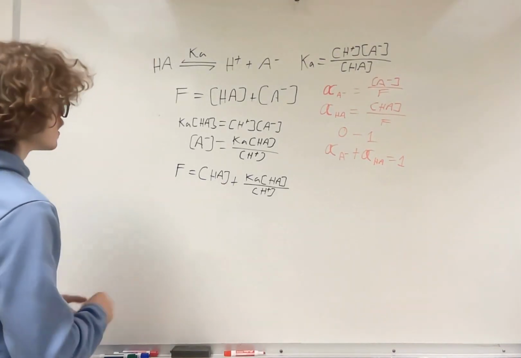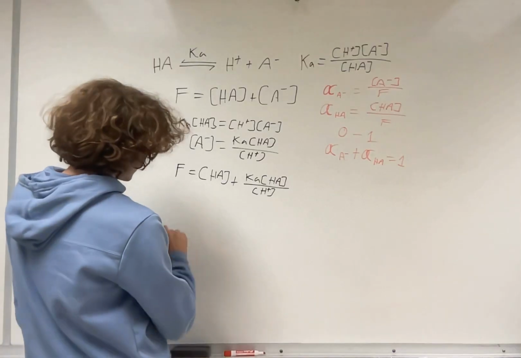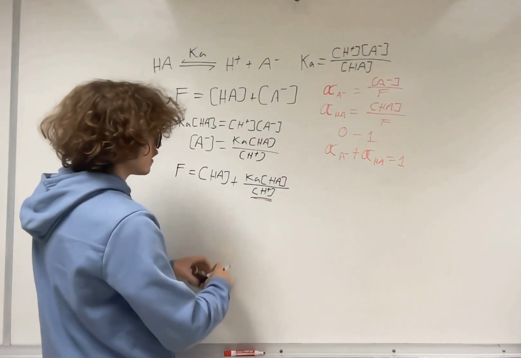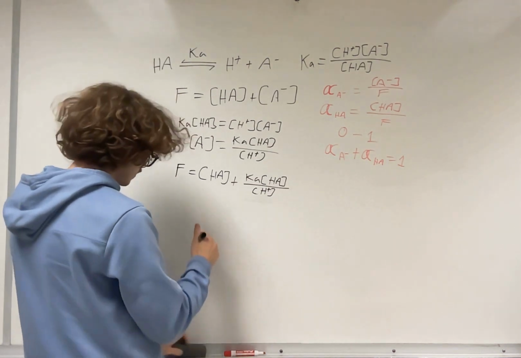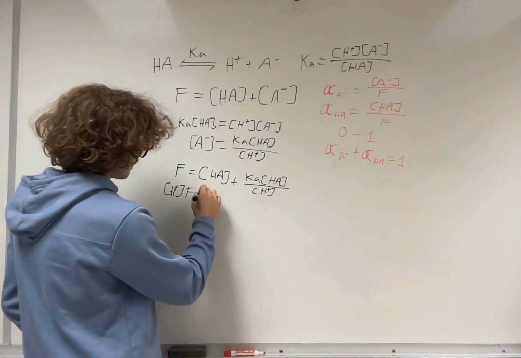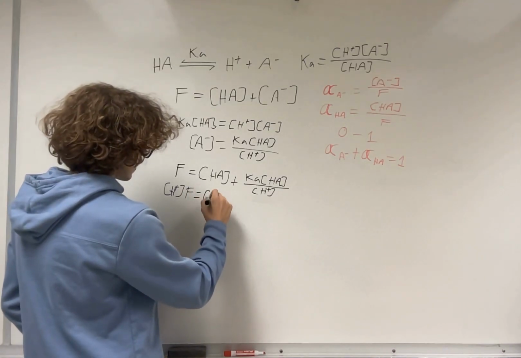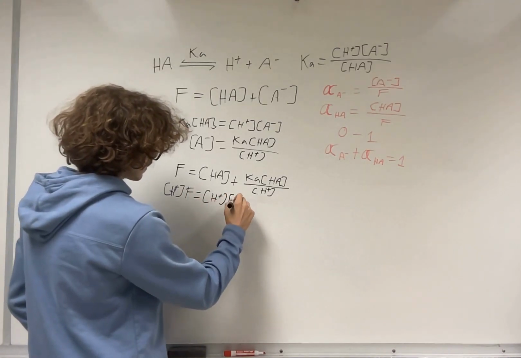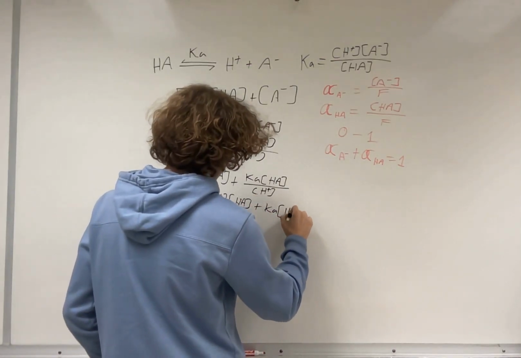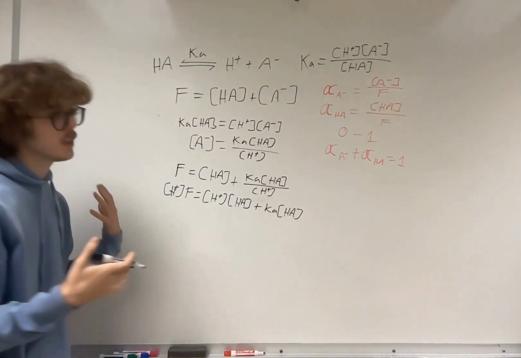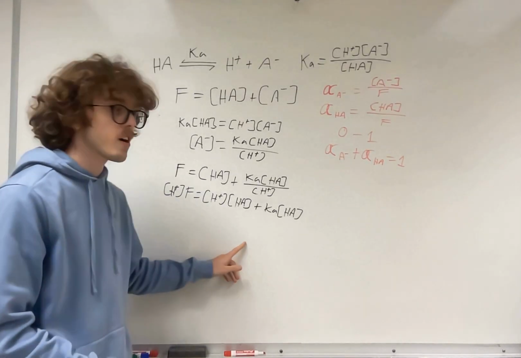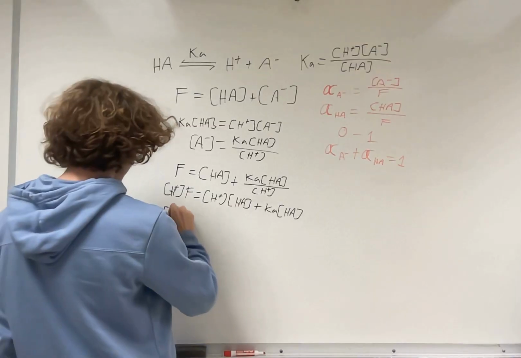You can. So what we need to do first is multiply by the H plus to get rid of the denominator that's causing issues. So let's just call this H plus times F equals H plus HA plus KAHA. Now, hopefully you know a little bit of math. We can factor out an HA on this side, so let's go ahead and do that.